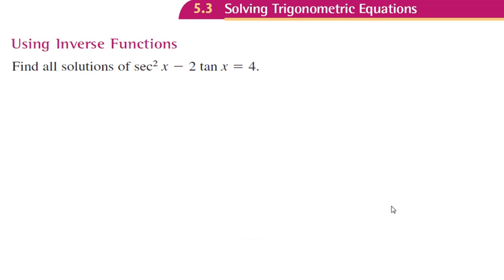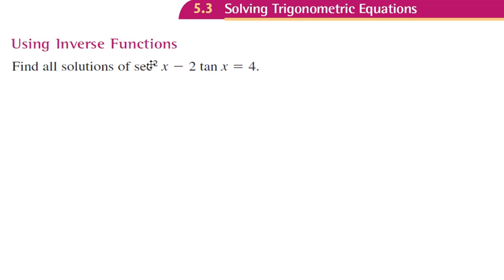I'm going to go ahead and find all the solutions of secant squared of x minus 2 tangent of x equals 4. And as you can see by the title of what we're going to be doing right now, we're going to be using our inverse functions. And sometimes that's necessary because you're not going to be able to find a value of x. So that's when we're going to have to use our arctangent or arcsine. And you'll see that right now.